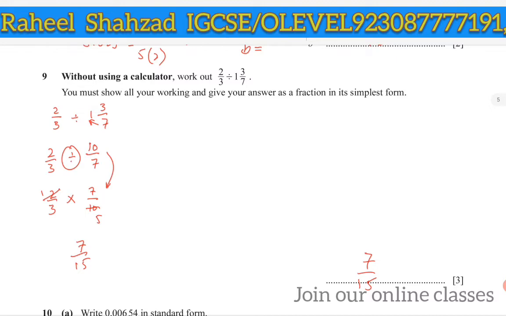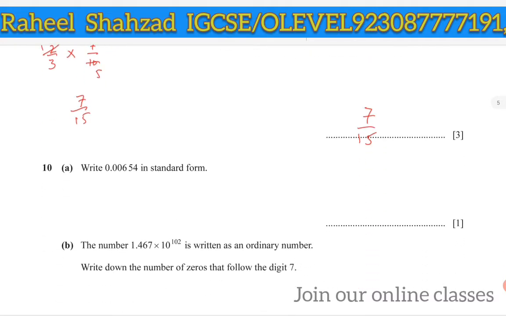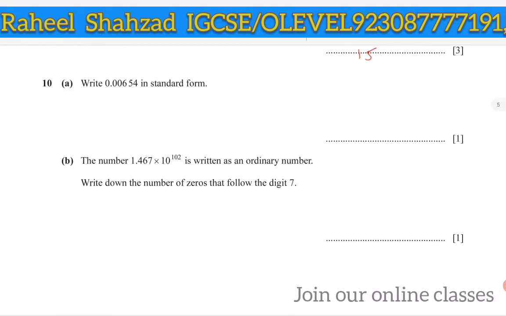In part, next question, that is, write this in standard form. So when we need to write this in standard form, the decimal must be here. So you have to move 1, 2, 3 units, right? So 6.54 into 10 raised to the power negative 3. We know that whenever we move towards right, the power is negative. So 6.54 into 10 raised to the power minus 3.